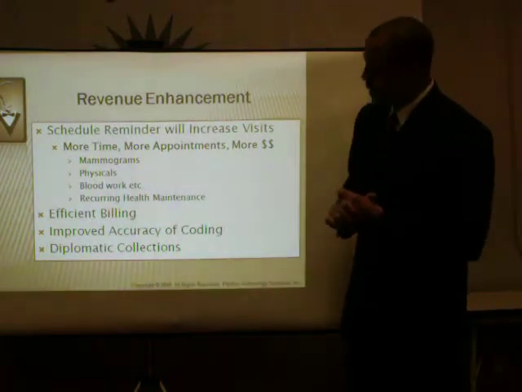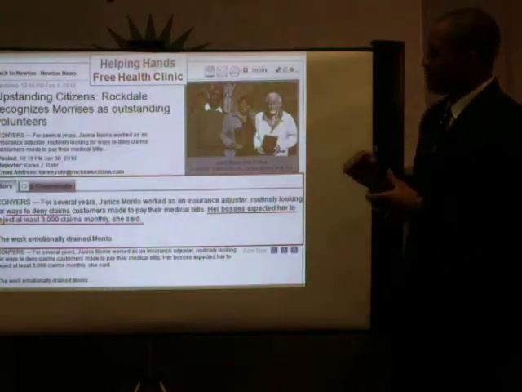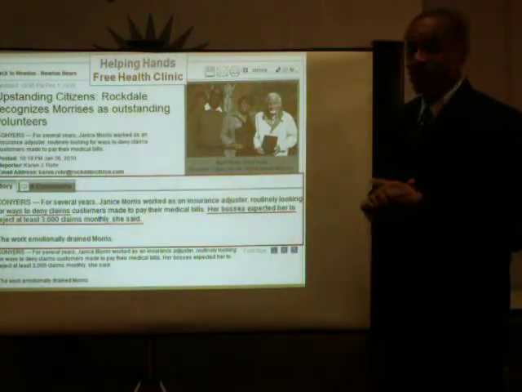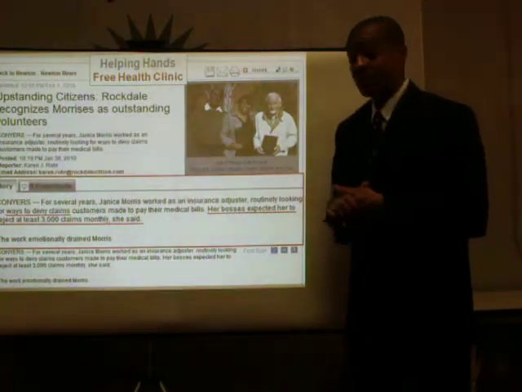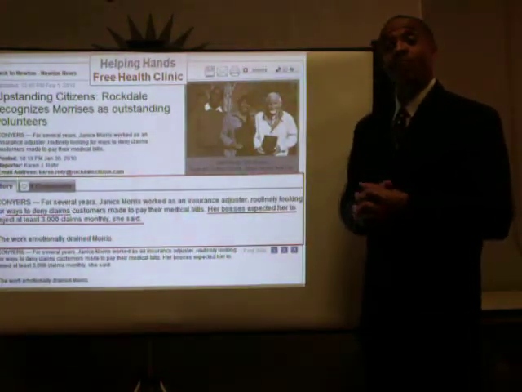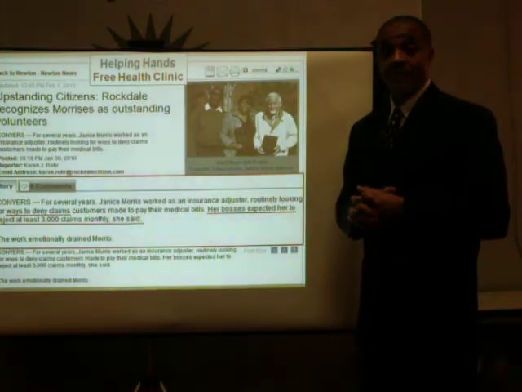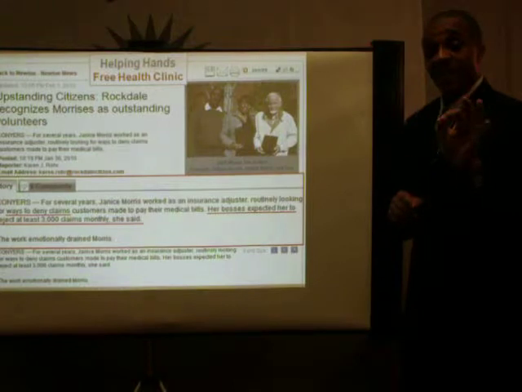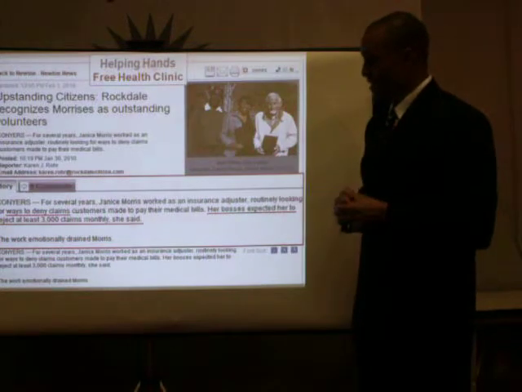And then we have efficient billing, improved accuracy of coding, and diplomatic collections. Let's look at billing. This individual works for a free clinic, and in fact, if you have some free time, please donate. But the job that she performed was for one of the major insurance companies. And her job was to reject at least 3,000 claims per month for all kinds of reasons. It wasn't a difficult job, but they had the power. EMRs will help you in submitting your claims to ensure that all the information is correct, so you won't have to deal with this.